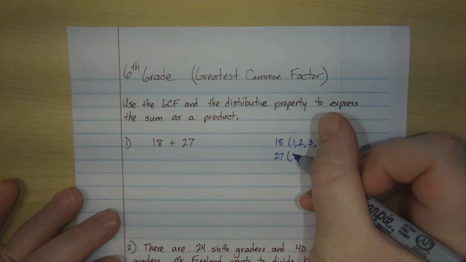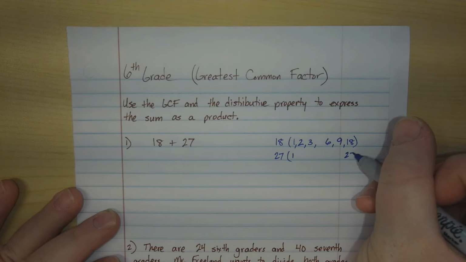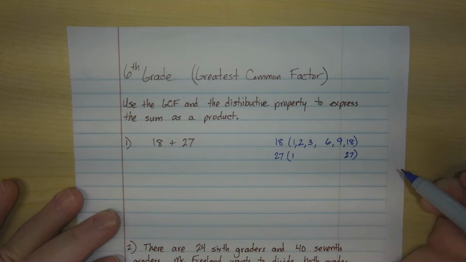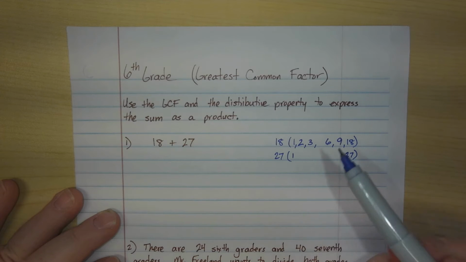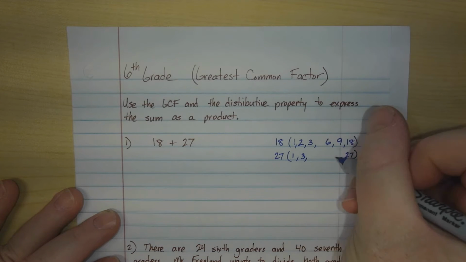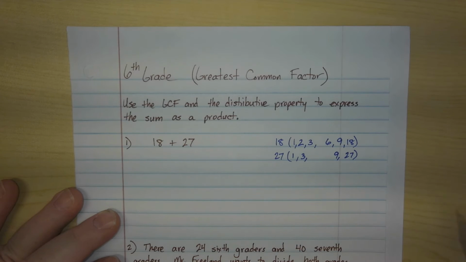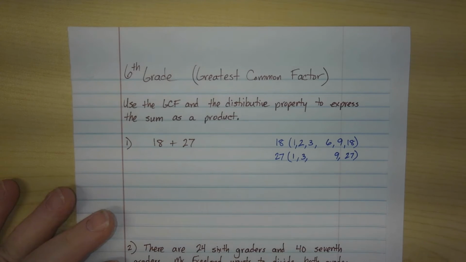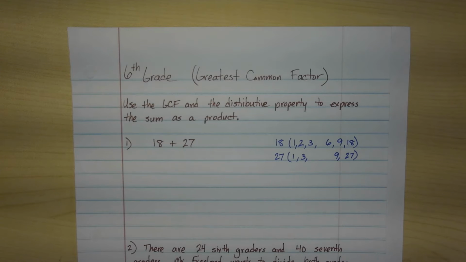And same thing with 27. So we're going to list them all. 1 times 27 is 27. 2 can't go to 27, but 3 can. 3 times 9. And there's nothing else. 4 can't go to 27, 5, 6, 7, 8, 9. They cannot go to 27. So that's it. If you look at both lists, you can see right away that there's several common factors.